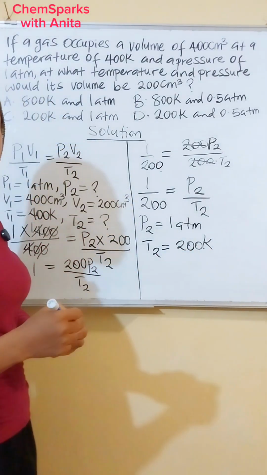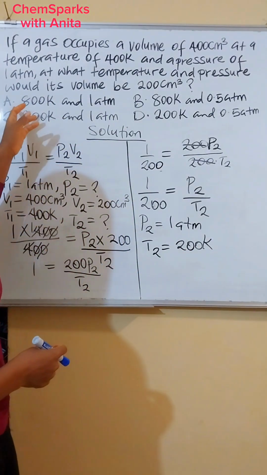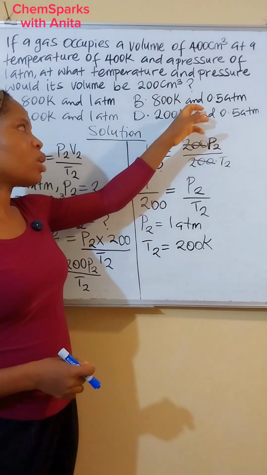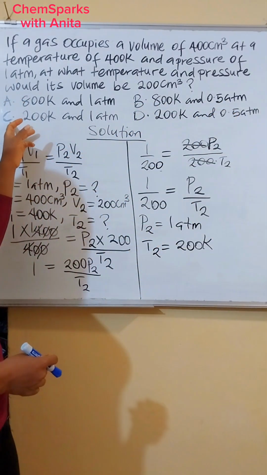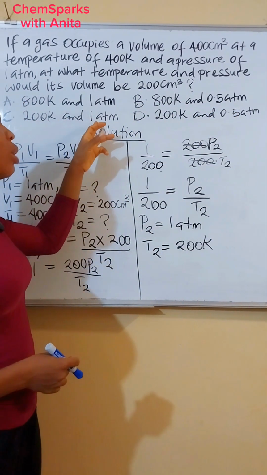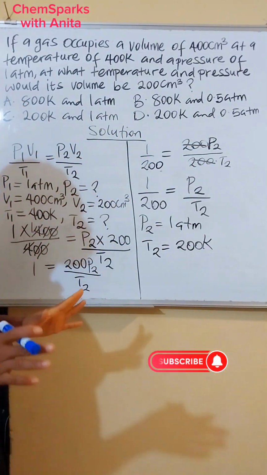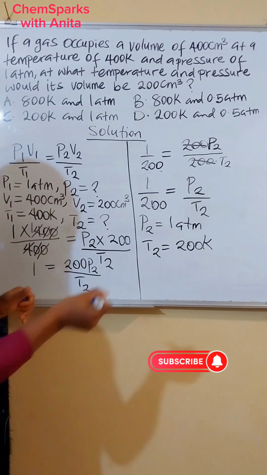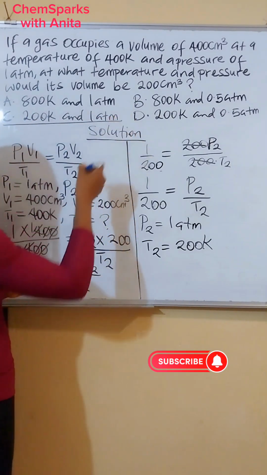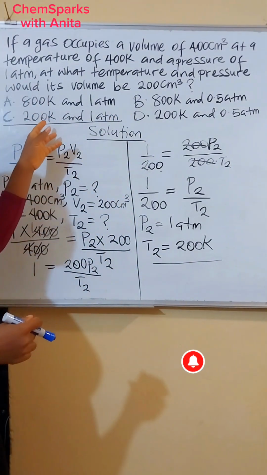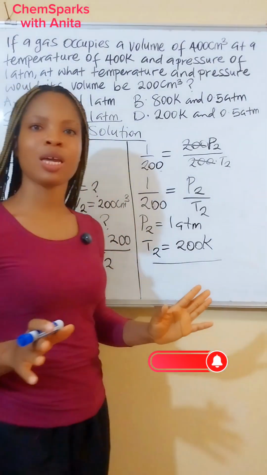So let's see if we have an answer like that from the options. Option A is 800 Kelvin and 1 atm. Option B is 800 Kelvin and 0.5 atmosphere. Option C is 200 Kelvin and 1 atmosphere. And option D is 200 Kelvin and 0.5 atmosphere. So which option is the correct option? Option C is the correct option that matches the answer that we got. So option C, which is 200 Kelvin and 1 atmosphere, is the correct answer.